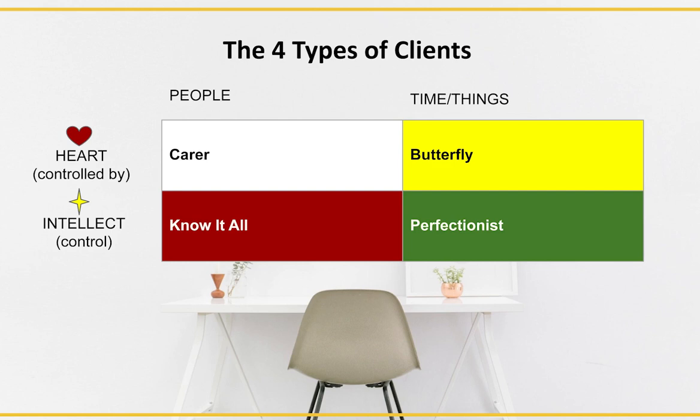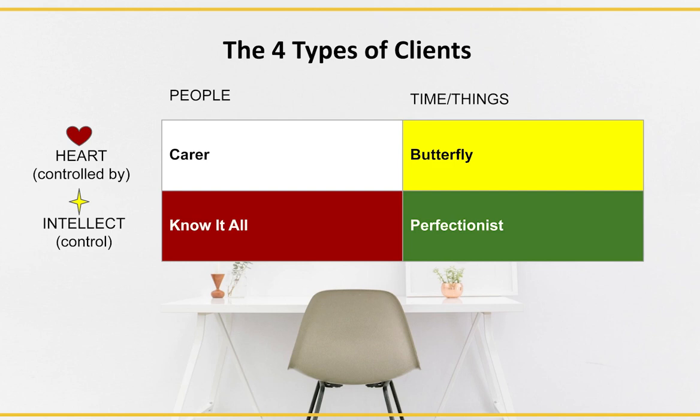And also the carer and know-it-all are about people. The difference is the carer is pleasing people, controlled by people. The know-it-all tends to control others. And then the butterfly and perfectionist are about things and time. The butterfly is driven by things, so they get distracted because this is fun and that is fun and everything is fun, and oh, there are so many things to do. So they get distracted, controlled by things and time, whereas the perfectionist loves to control things. So this is just a little bit of other insight into the 4 types of clients that I wanted to give you.